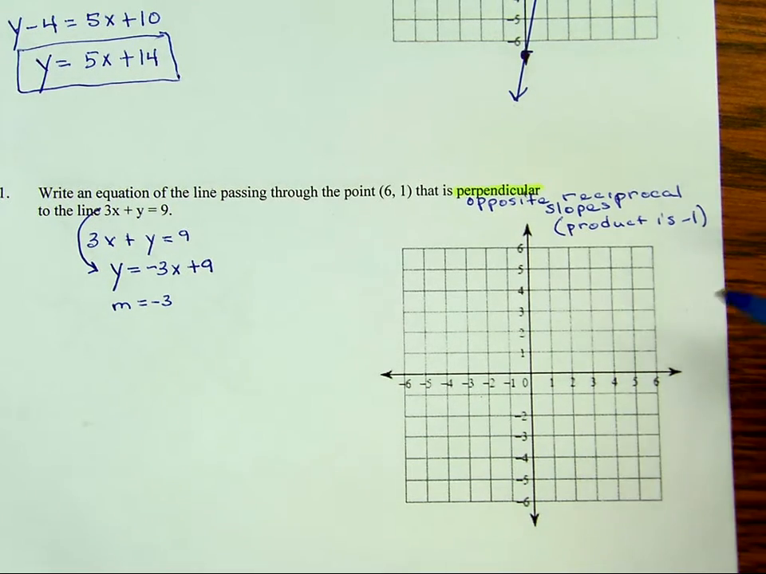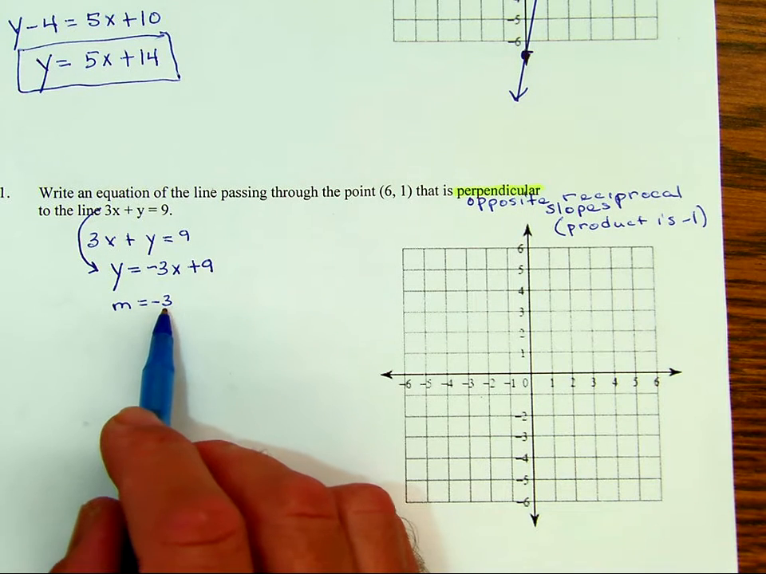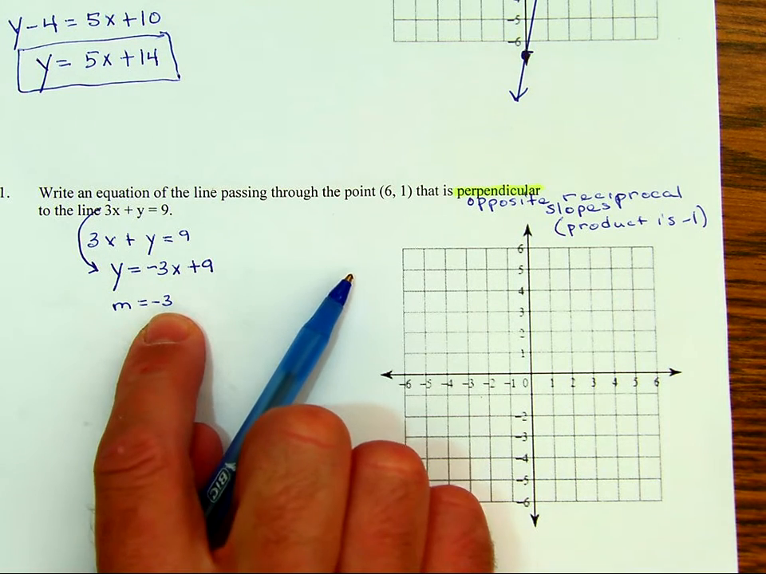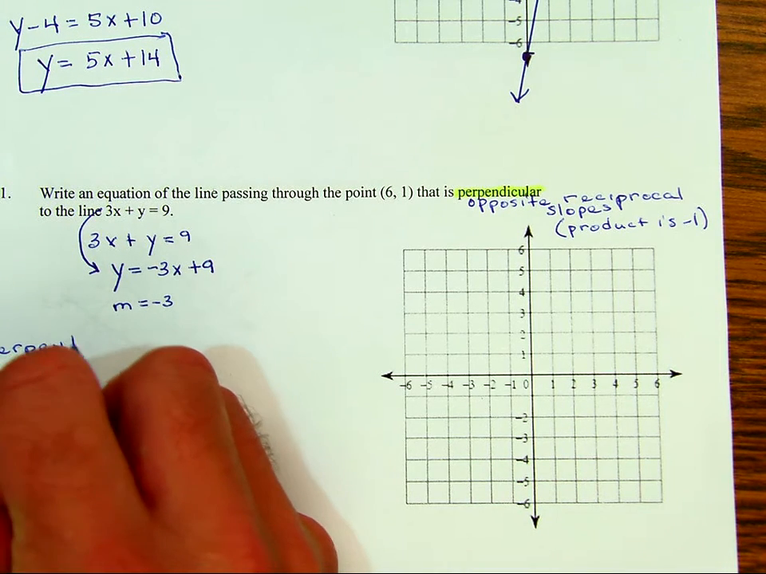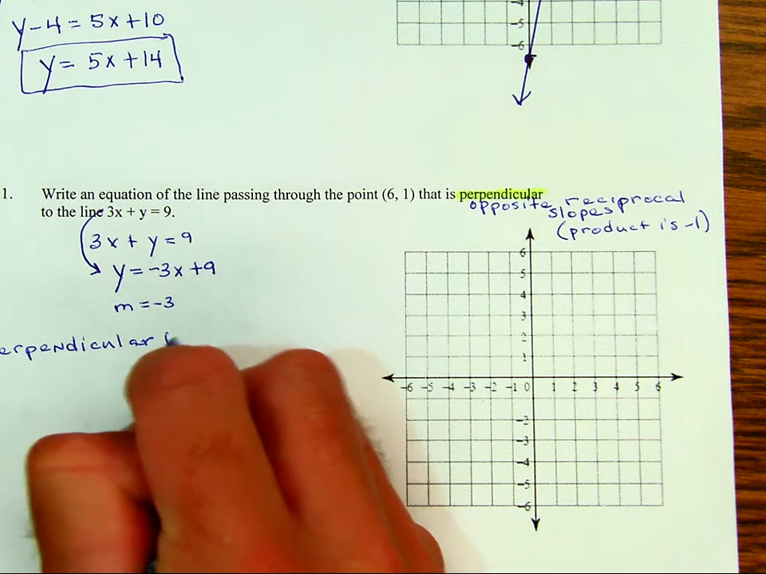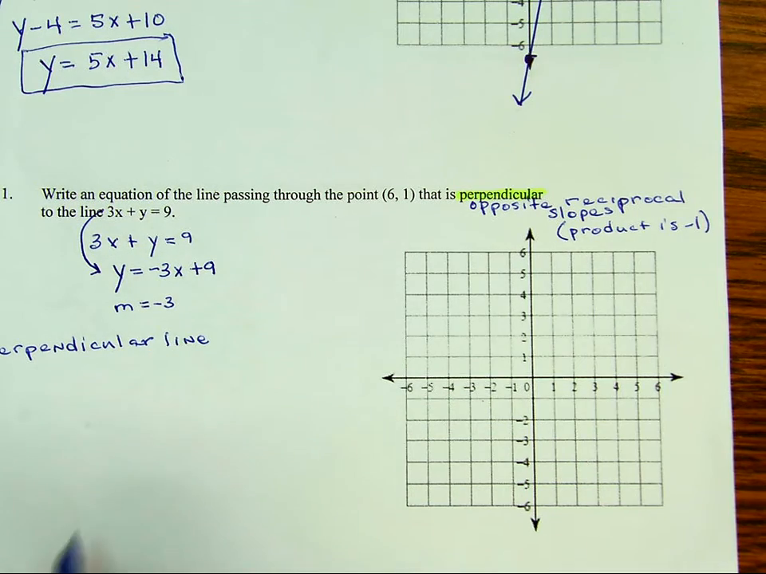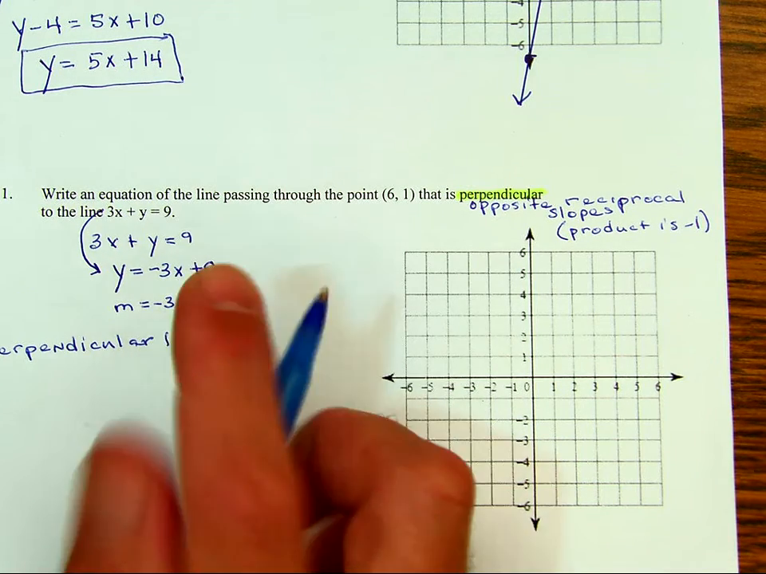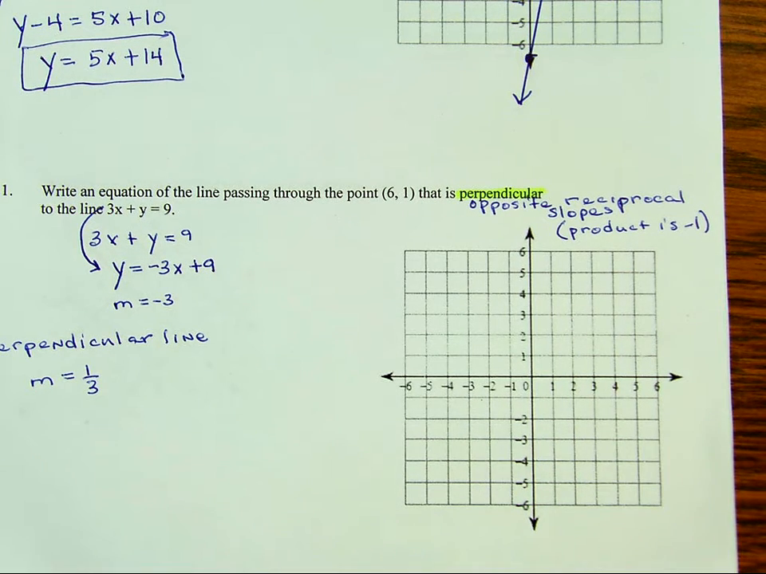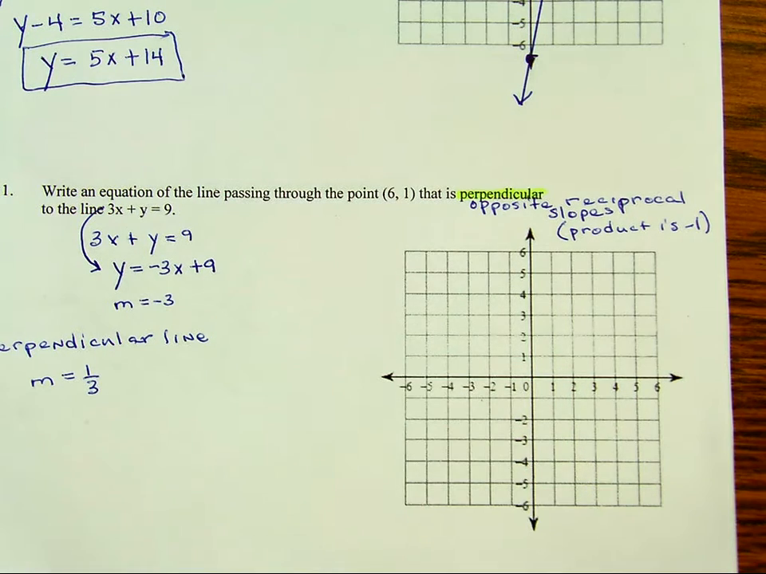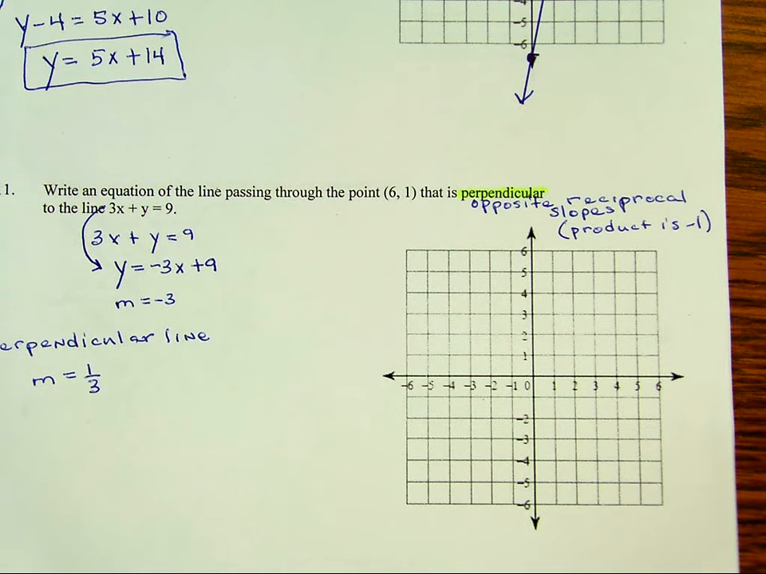And so to be perpendicular to a line with a slope of negative 3, you would need the opposite reciprocal slope. So for the perpendicular line, the opposite of a negative is a positive. The reciprocal of 3 is 1/3. So the slope of a perpendicular line would be 1/3. If I multiplied 1/3 and -3, I would get -1. The product of the slopes of perpendicular lines is always -1.